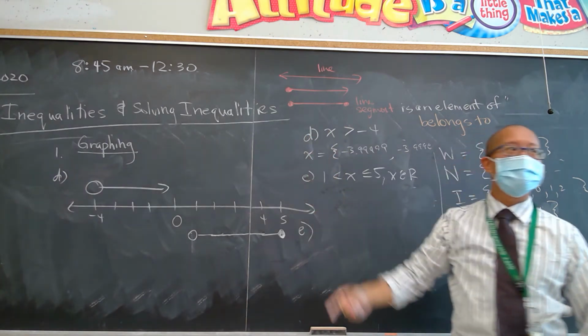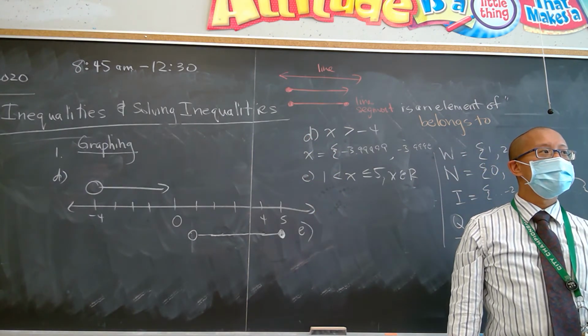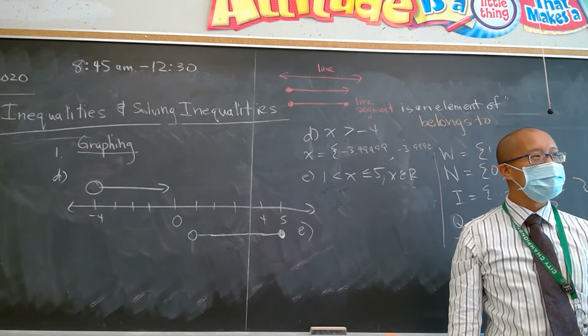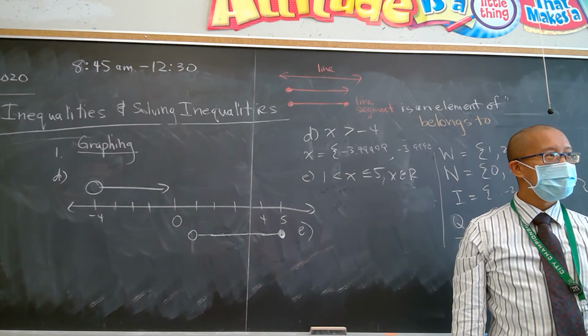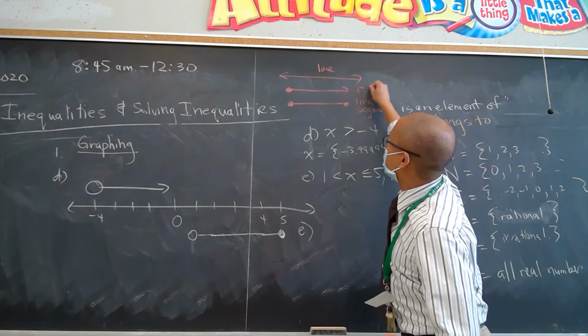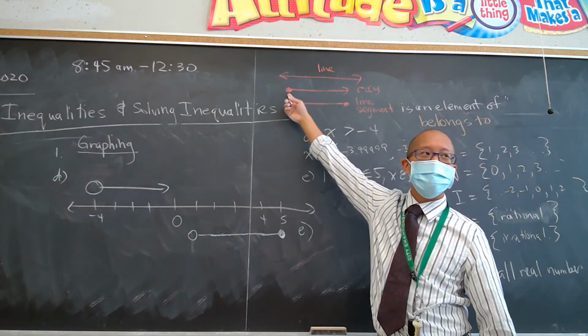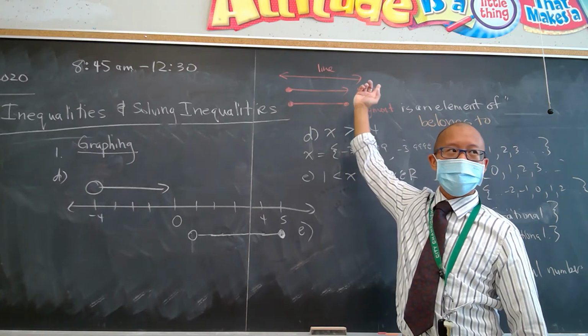I want to know what this is called in the middle? Semi-line? Is incorrect. I was going to say it's a ray. It is a ray. So notice it has a definite start, but it goes on forever.